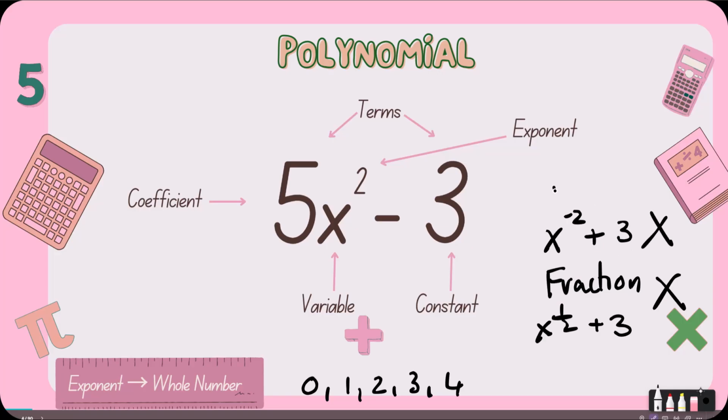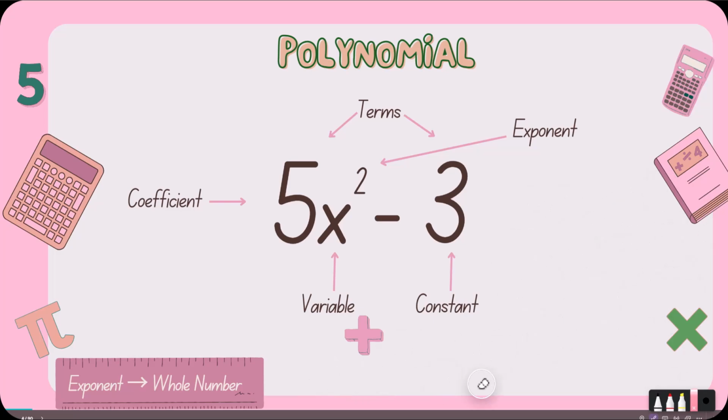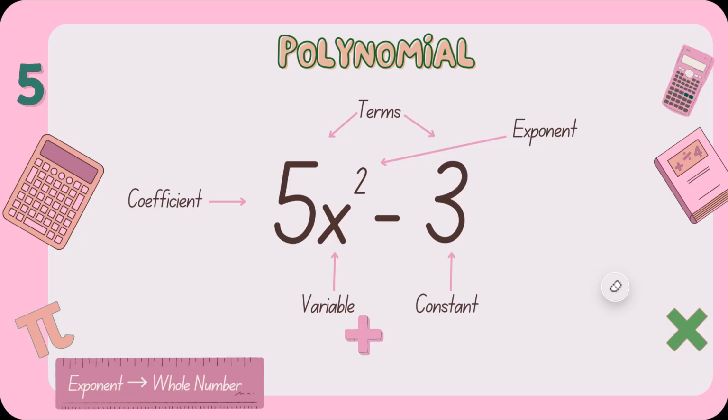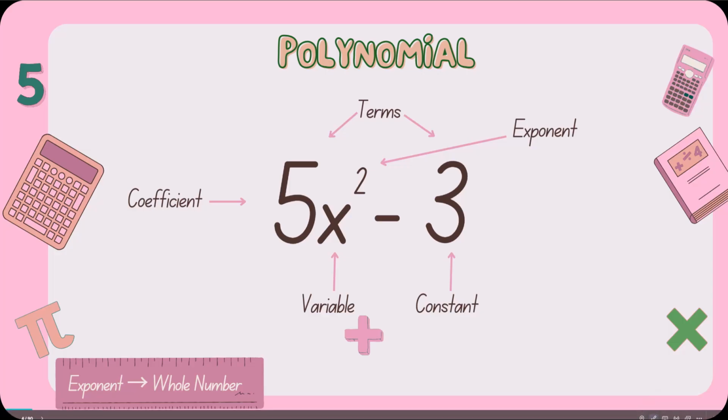Because the exponent is an integer. I hope this logic is clear. So that is what you have to look for, whether it is an integer, fraction or a whole number. Look into all the exponents, and if the exponent is a whole number, then it is a polynomial. So let's look into it.